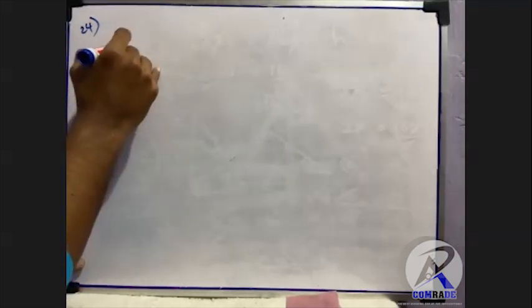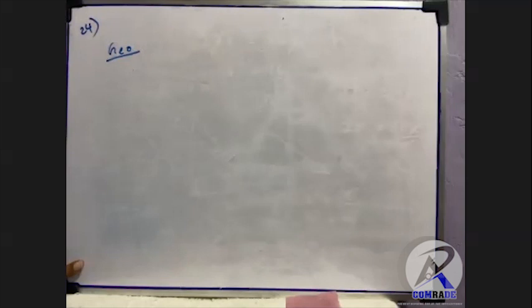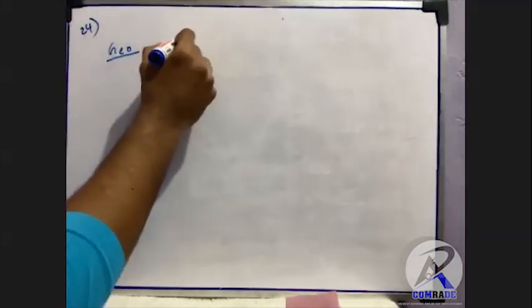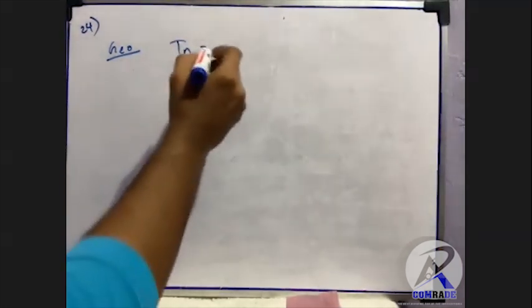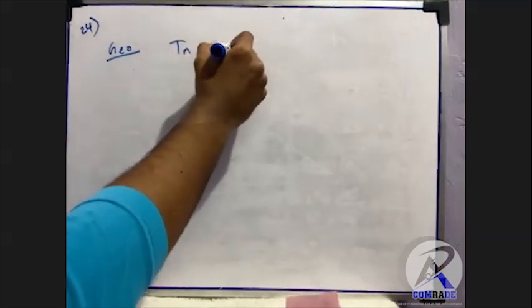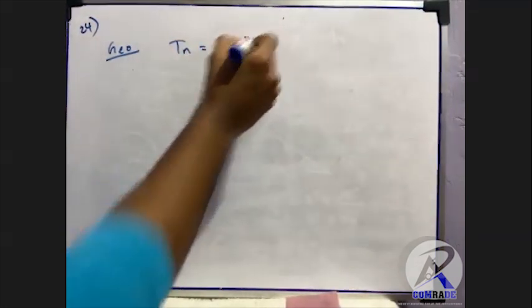The 24th one: write down an expression for the sum of the first n terms of a geometric progression whose first term is 1 and common ratio is 2. In a geometric progression, there are two formulas for you. One is Tn equals a r to the power of n minus 1.